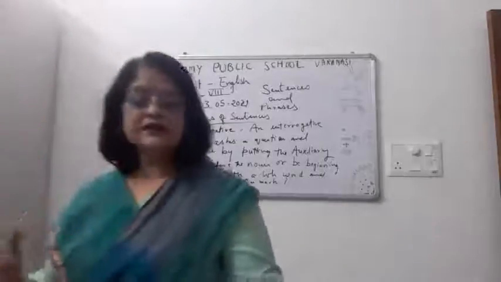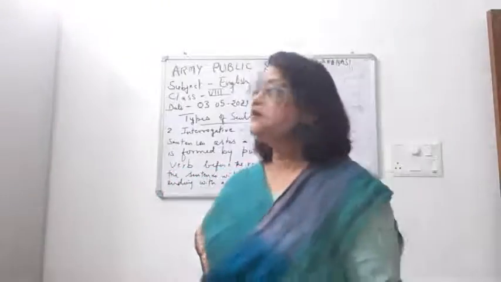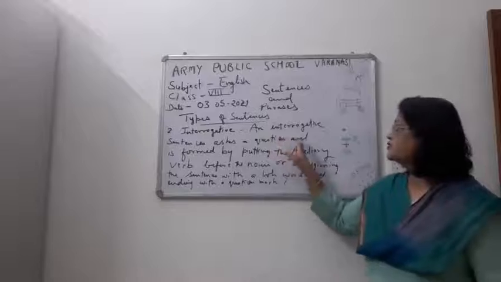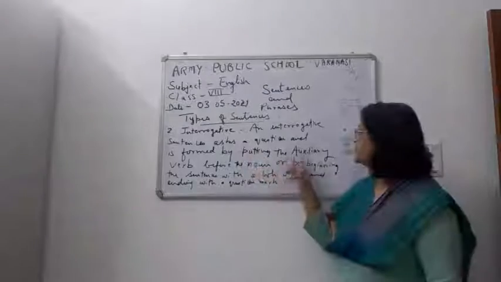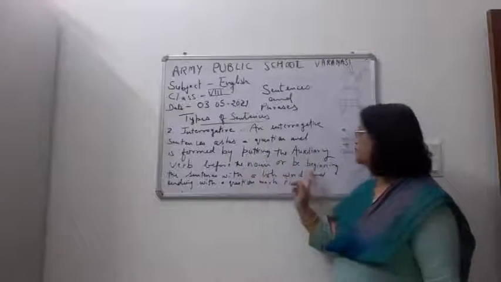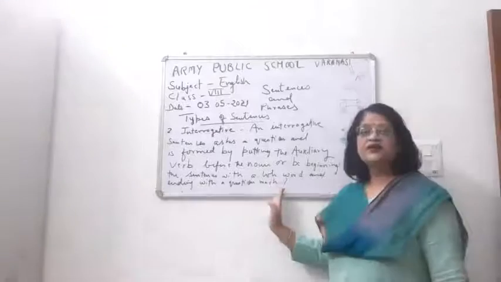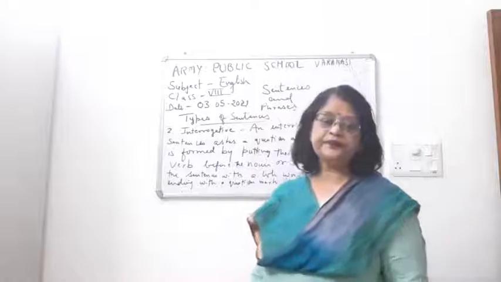So children, what is an interrogative sentence? An interrogative sentence asks a question and is formed by putting the auxiliary verb before the noun, or beginning the sentence with a WH word and ending with a question mark. Okay, so you can see here.